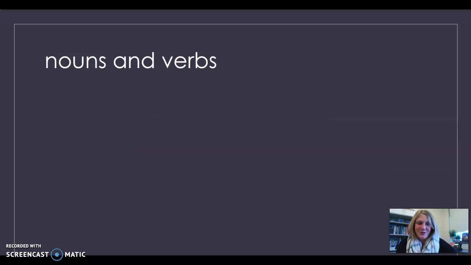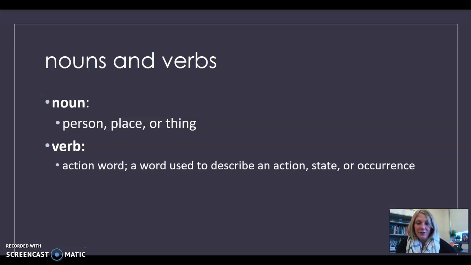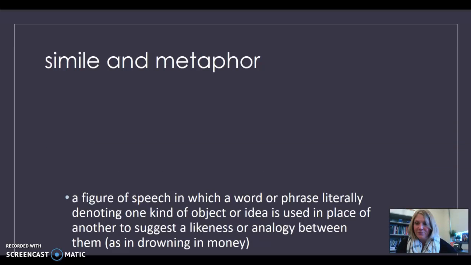Nouns and verbs, this should be a really easy review, as should the next couple. A noun is simply a person, place, or thing. A verb is an action word or a word used to describe an action, state, or occurrence. You'll need both of these definitions, though, for the activities that follow.